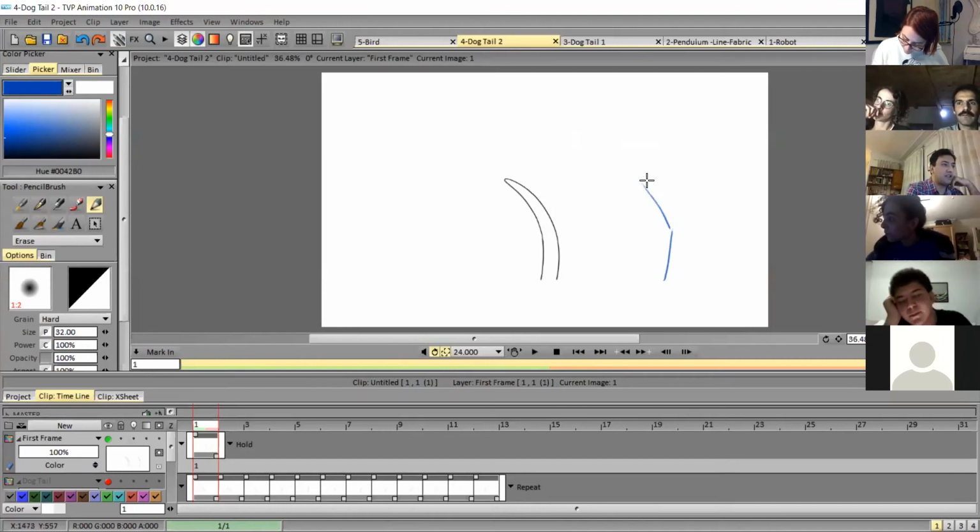Again, we know how the spacing would be. The dog shakes his tail just like a pendulum.